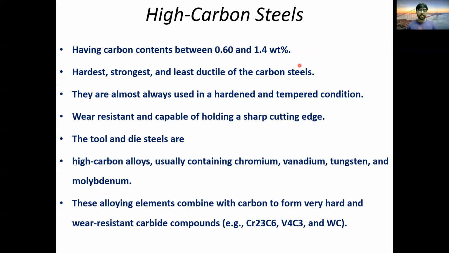And high carbon alloys usually contain chromium, vanadium, tungsten, and molybdenum. Okay. These alloying elements combine with carbon to form very hard and wear-resistant carbide products. So, if high carbon steel alloy uses these elements, they can be used in different fields of manufacturing. In the manufacturing process, the cutting tool is a very important part. So cutting tools are formed using this kind of high carbon steel, which may be called HSS, high speed steel. Okay.